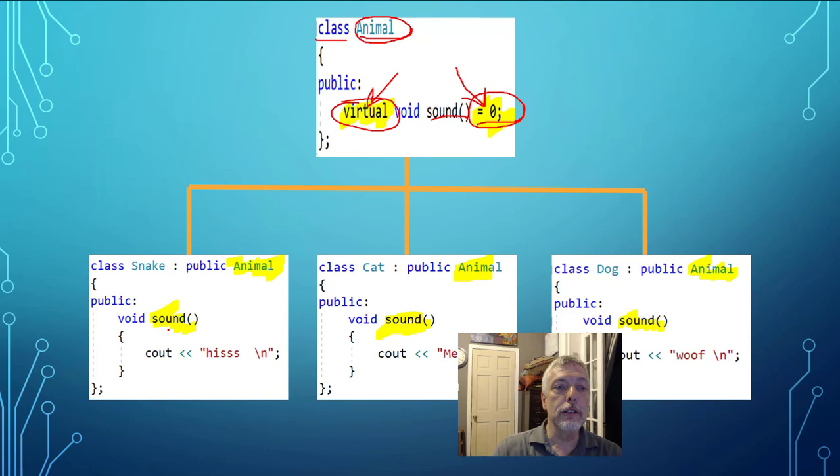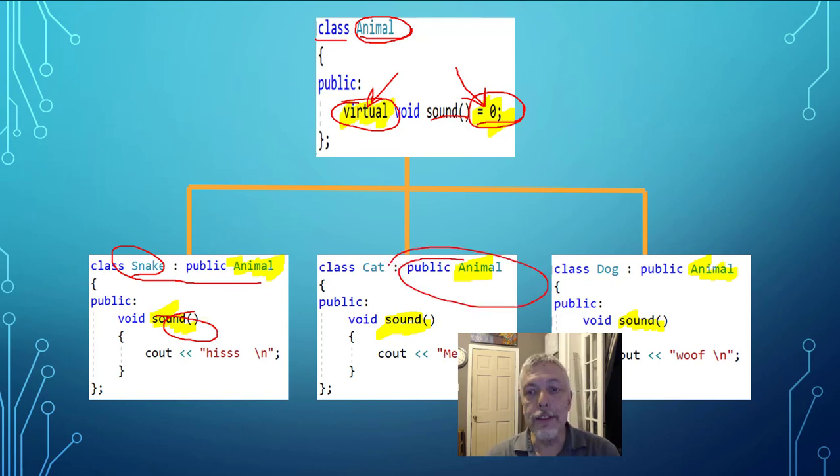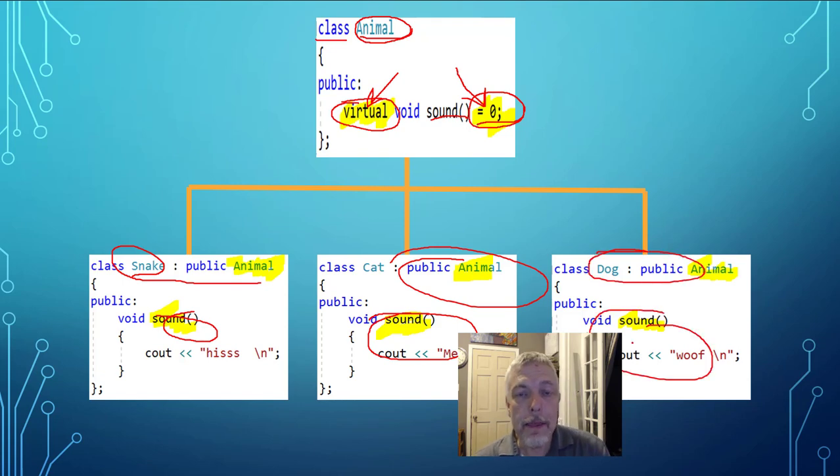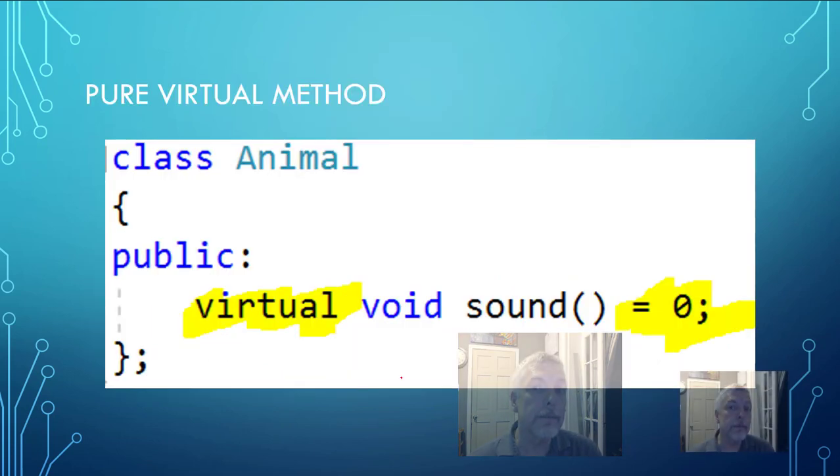Then we can create all our individual classes. I say a snake is an animal and it has to create its own sound. The same with the cat. The cat must create a sound. The dog must create a sound. Now, what if the animal makes no sound or I don't want to do it? Sorry, you must create that method. Even if you blank out what's inside the method, it still must be created.